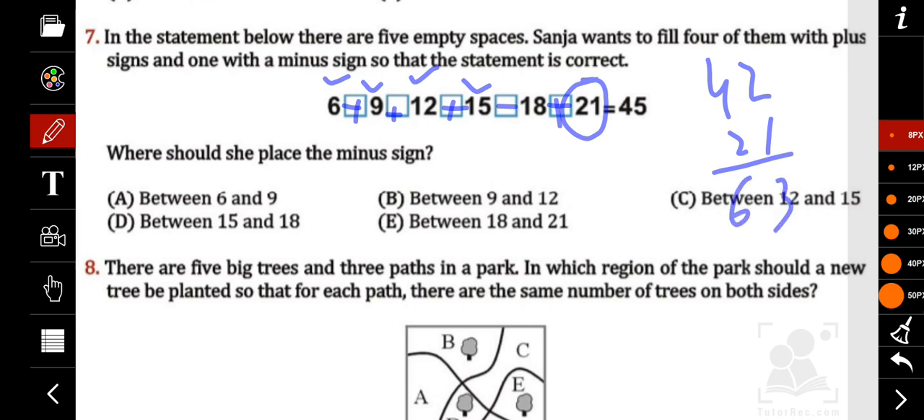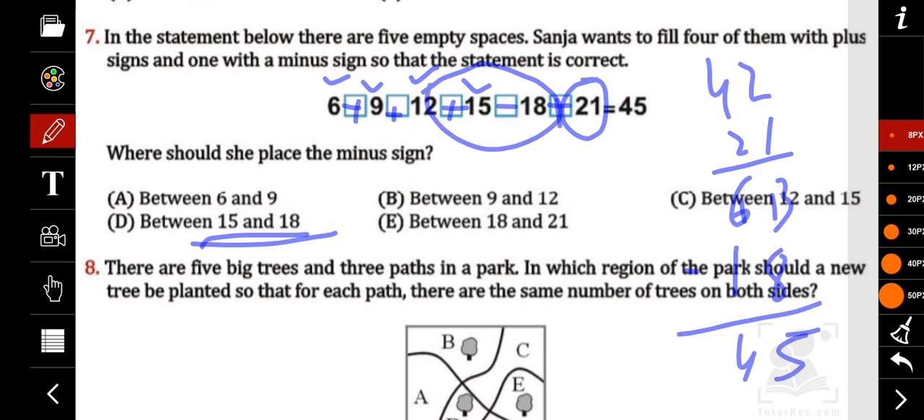63. And if we subtract 18 from this now, that is going to be 13 minus 8, 5, and 5 minus 1, that is 4. So this is going to be our option, which is the minus sign should be between 15 and 18. So the correct option is option D.